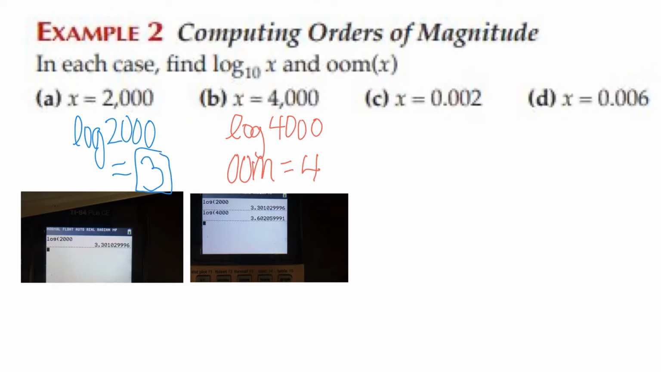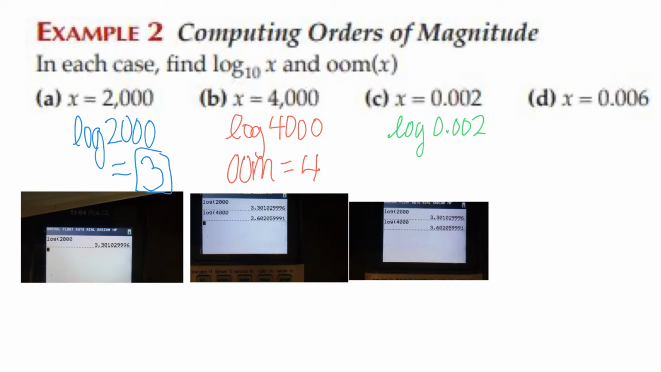Next, go ahead and find the common log of 0.002. I'm going to do that on the calculator. So the common log of 0.002 would be a negative, and that makes sense because that's a small number, but go ahead and round that to the nearest whole number. So your OOM would be equal to -3.